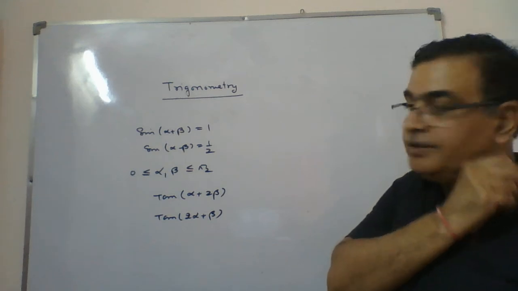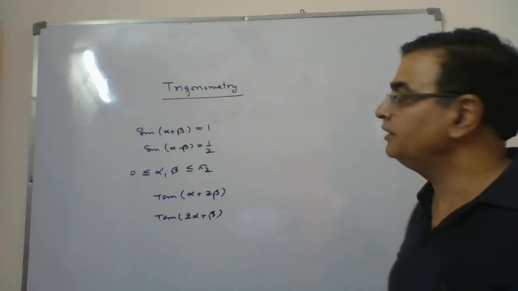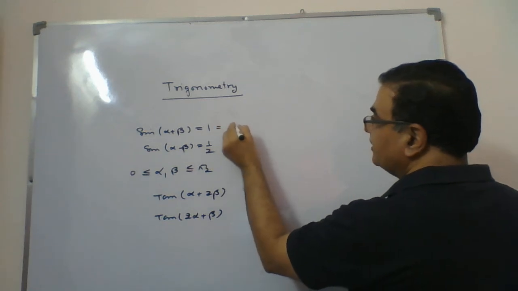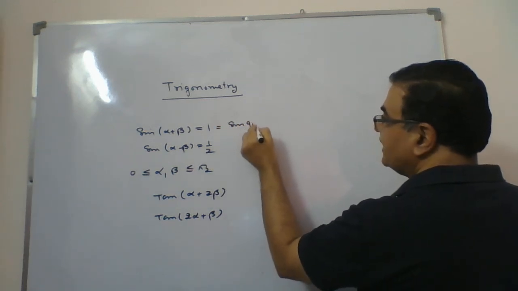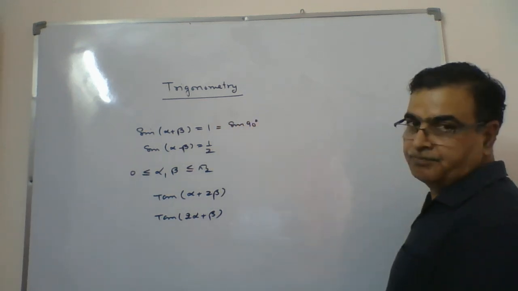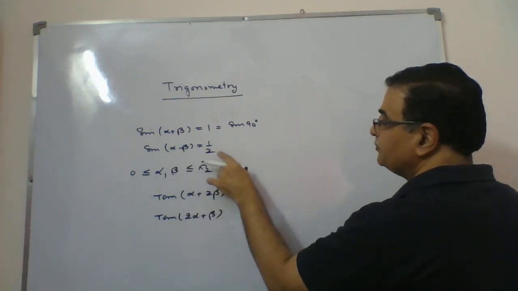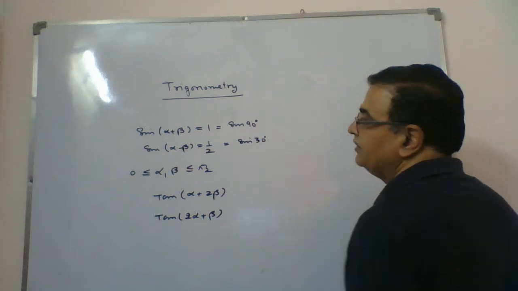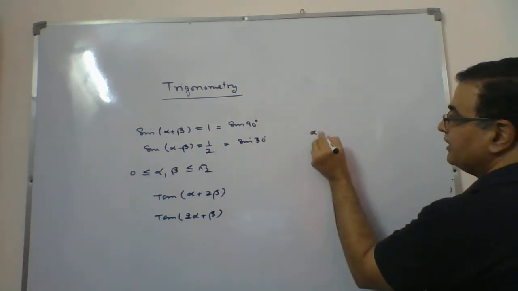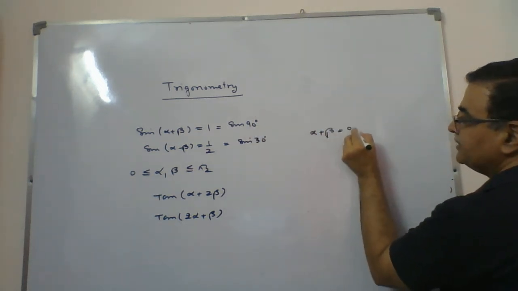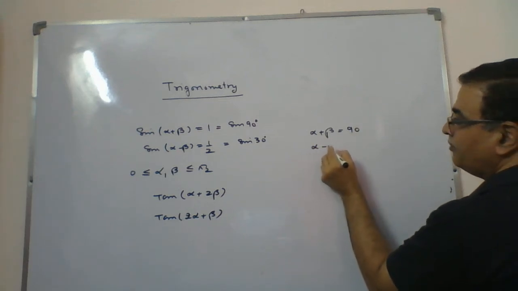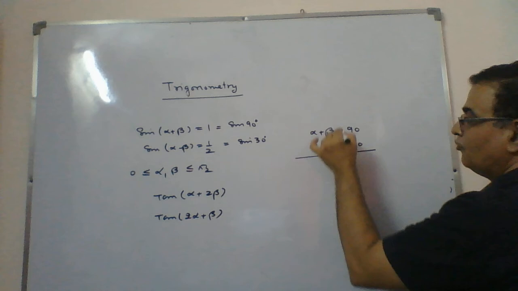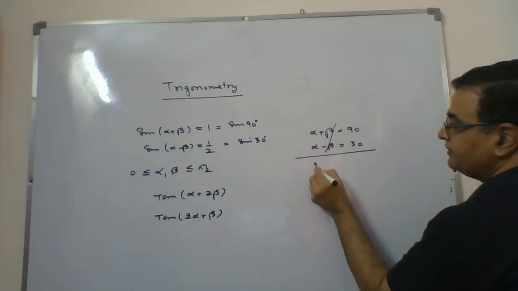In this question, it's a very simple one if you think. Sin(alpha plus beta) is coming 1. Where sine comes out to be 1, we know it is sin 90 degrees, it is 1. Sin(alpha minus beta) is half, so it will come out to be sin 30 degrees. That means one thing is clear now, alpha plus beta is coming 90 and alpha minus beta is coming 30.